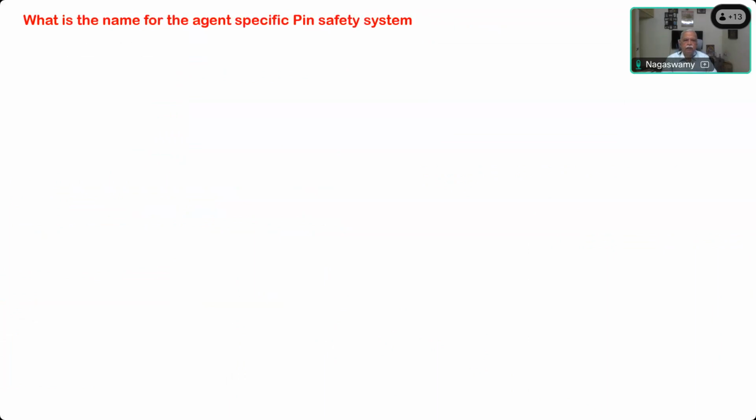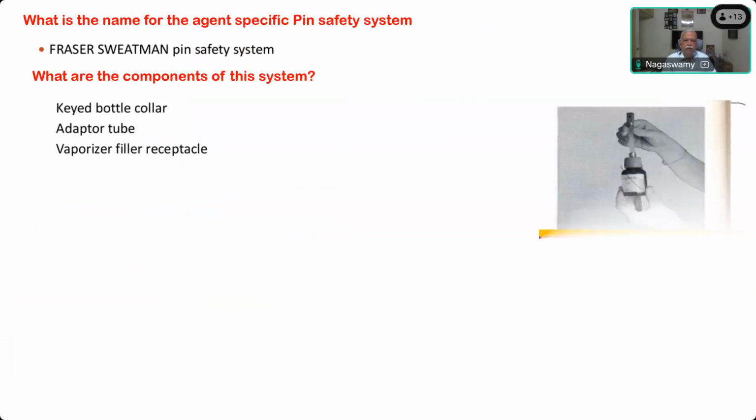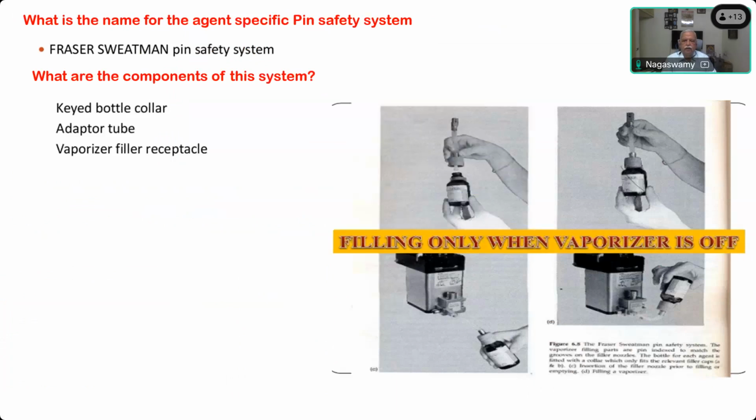What is the name for the agent-specific pin safety system that is used in the pin filling system? Is there a name for that key? It is called the Fraser Sweatman pin safety system. What are the components of this system? The key, bottle collar, adapter tube, and vaporizer filler receptacle. So these are the things, how you fix it and how you use it. This picture will tell you how it is being done.